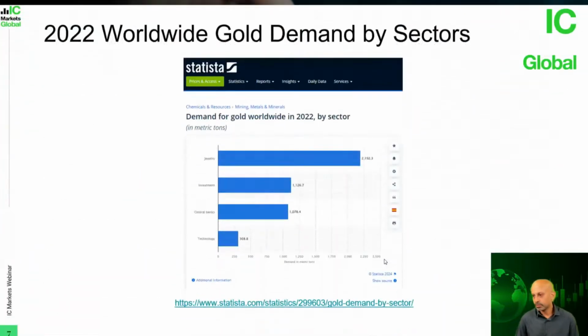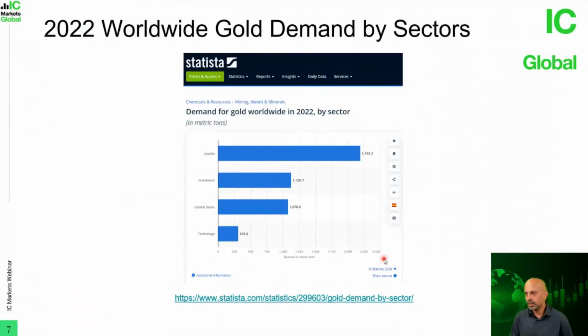When we look at demand, gold is used in many industries and sectors. This is based on data by Statista. In 2022, jewelry is once again the highest sector for gold demand, in tons, not percentages, at more than 2,000 tons, followed by investment. This is in terms of trading gold futures and any other financial instruments related to gold.